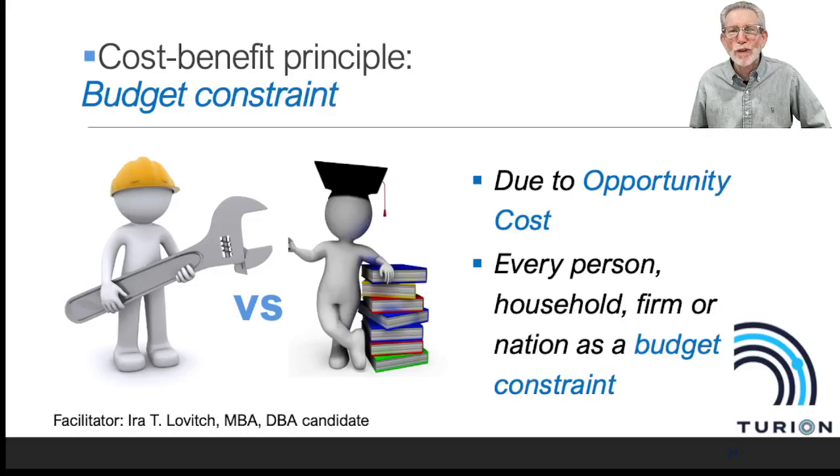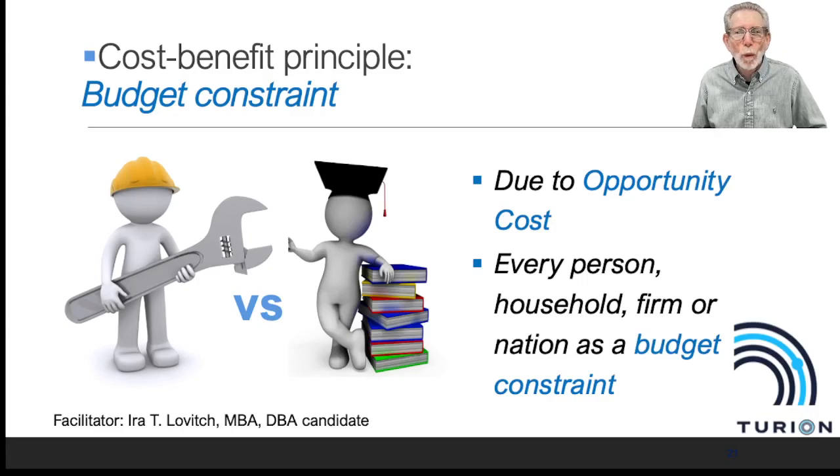So students, as a result of the cost-benefit principle, now there is something that is called the budget constraint that is going to result. What do we mean by that? Due to the opportunity cost, now every person, household, or firm, or even a nation has a budget constraint.